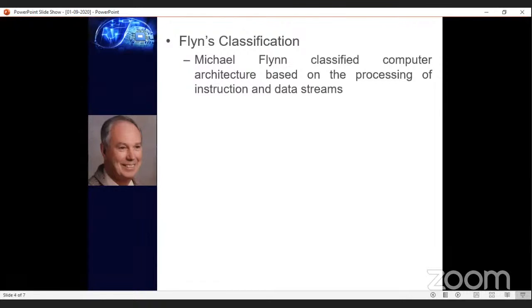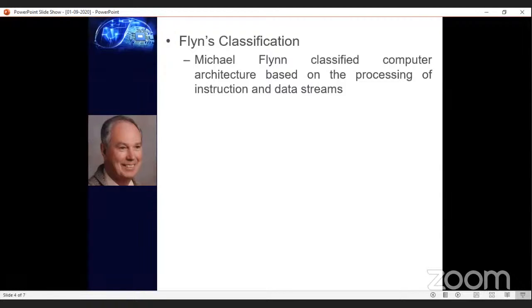Okay, I have shown his photo on the screen. He is still alive and still working. Michael Flynn classified the computer architecture based on the processing of the instruction stream and the data stream as separate processes. Do you follow what I'm saying?